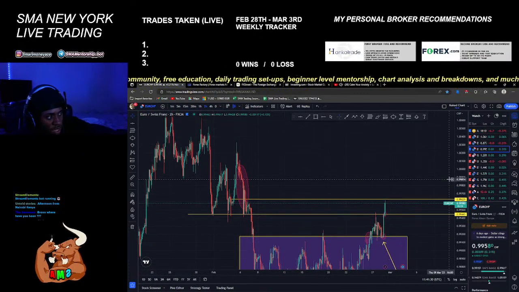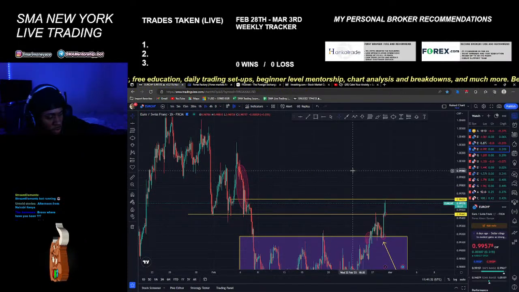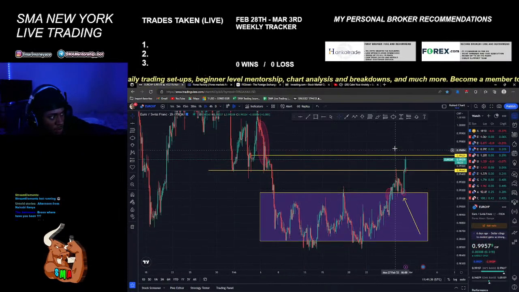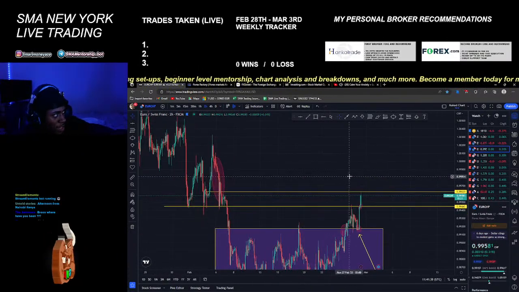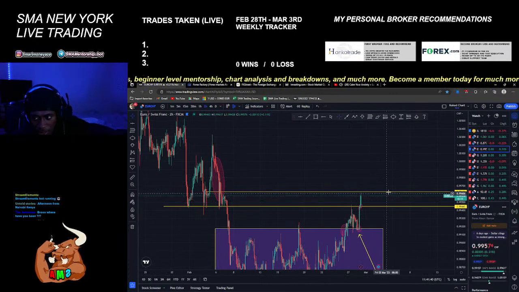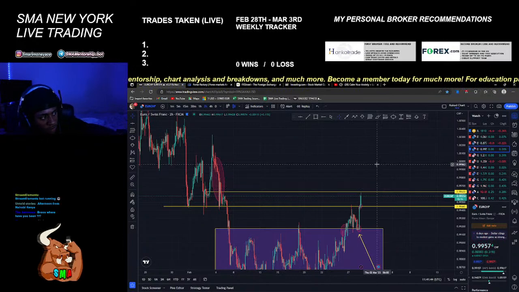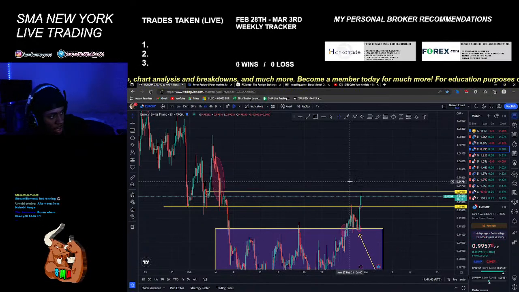You guys will see this on any type of pair. It's not just on Euro CHF, but this is a good example of how to catch these moves. So you guys can mark this up. You can put alerts on these areas that I have marked up right here. But basically, you just want to wait until we have another breakout.